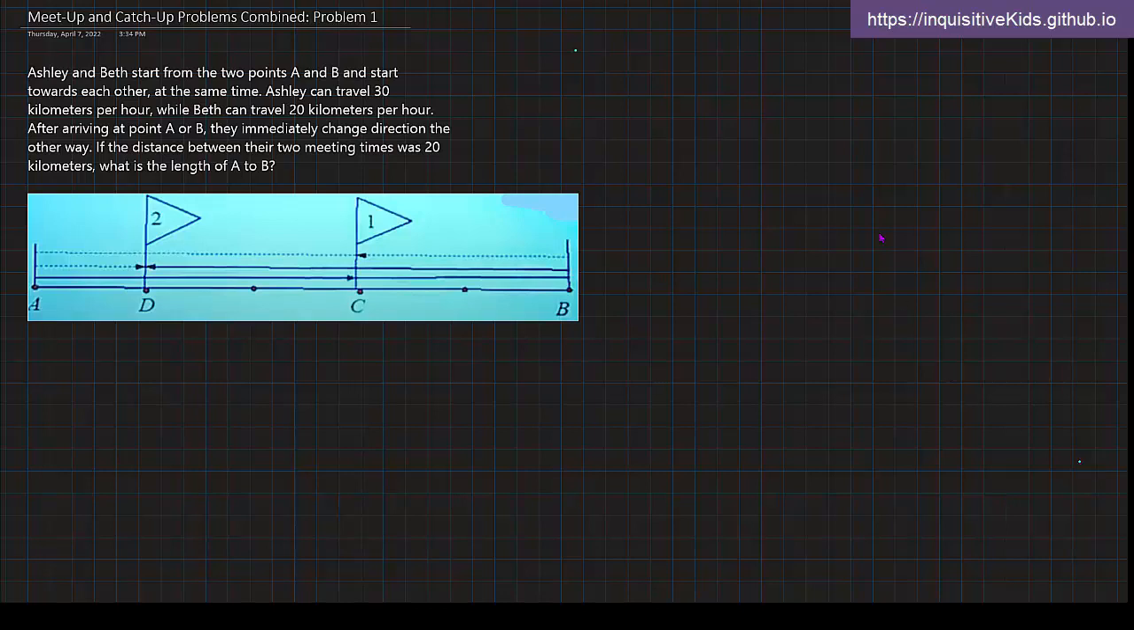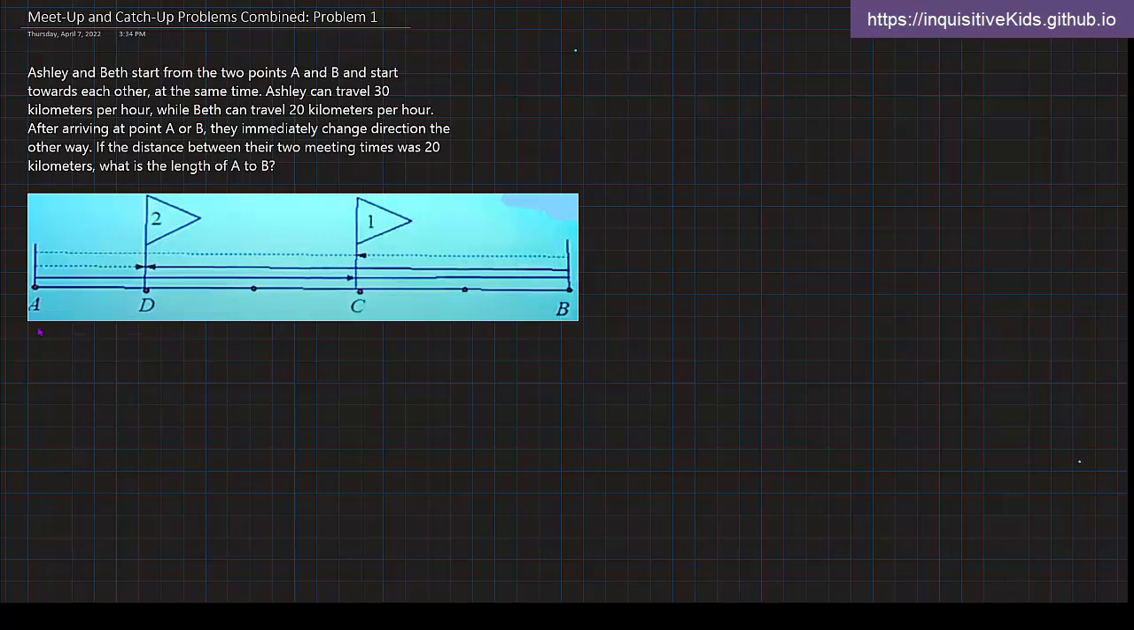Ashley and Beth start from the 2 points A and B and start towards each other at the same time. Ashley can travel 30, so Ashley is over here, right? And Beth is over here. Ashley can travel 30 kilometers per hour, while Beth can travel 20 kilometers per hour. After arriving at point A or B, they immediately change direction the other way. So you could think of them going like this, forever and forever. If the distance between their 2 meeting times was 20 kilometers, what is the length of A to B?